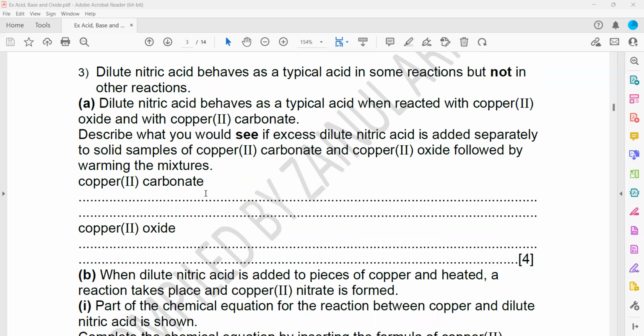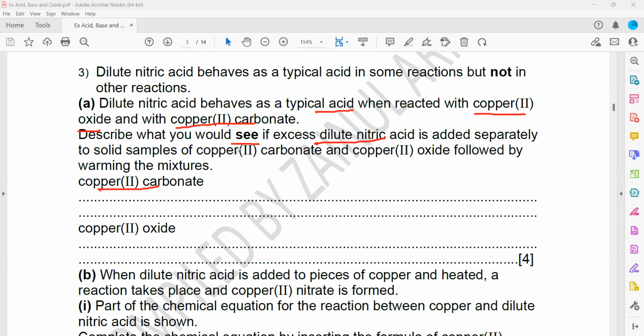The next one: dilute nitric acid behaves as a typical acid in some reactions but not in other reactions. So dilute nitric acid behaves as a typical acid when it reacts with copper(II) oxide and copper(II) carbonate. Describe what you would see if an excess, more than enough, of acid is added to copper(II) carbonate. So what are the observations?